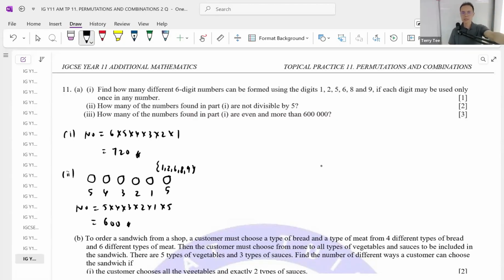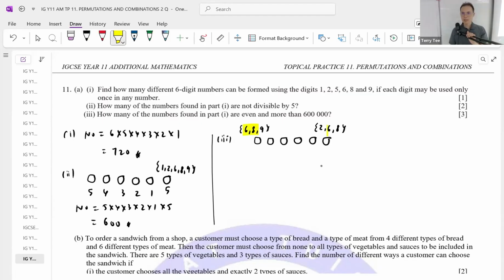Okay, now next, Roman 3. How many of these are even and more than 600,000? So I draw 1, 2, 3, 4, 5, 6. If it's even, it must end with 2, 6, or 8. More than 600,000 means you can start with 6, 8, or 9. Now notice that if you begin with 6 or 8, it does affect the selection of the last digit. If you begin with 9, it doesn't affect.